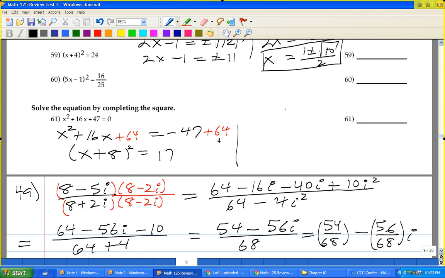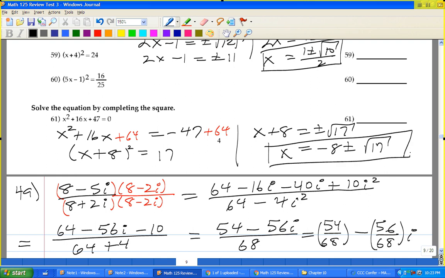And so, by the square root property, x plus 8 is equal to plus or minus root 17. Subtract 8. So x is equal to negative 8 plus or minus root 17. And that is your answer.